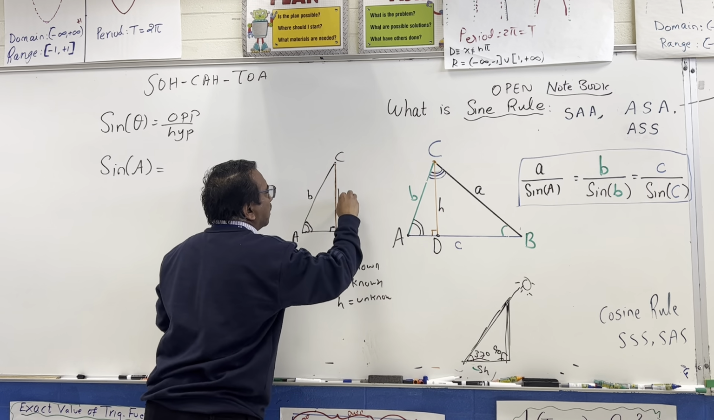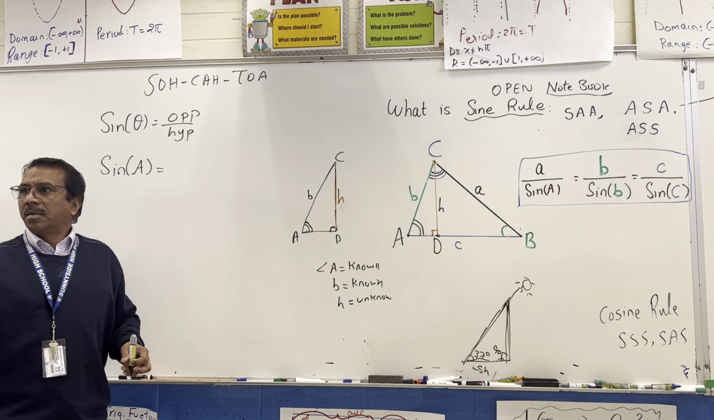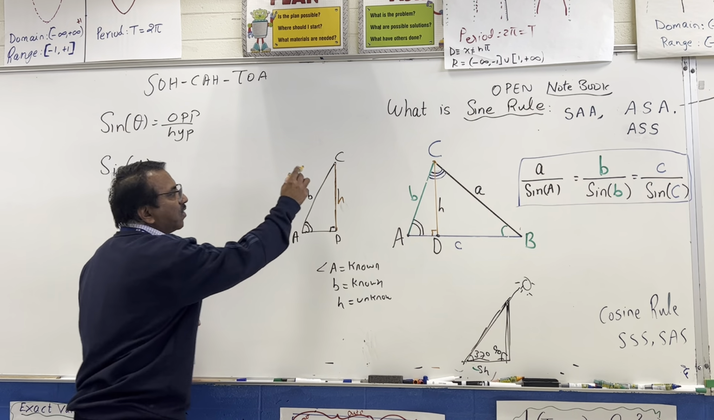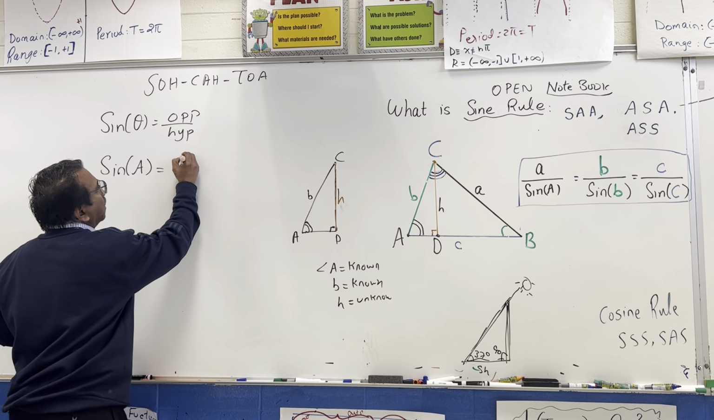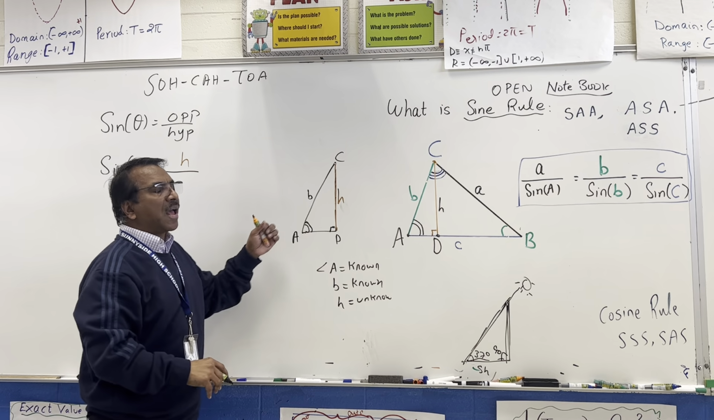What's the opposite side here for this triangle? H. Agree? You guys agree? H is the height. So let's put in the orange color. Divide by. And what's the hypotenuse here?